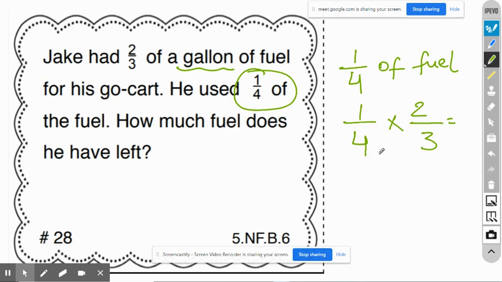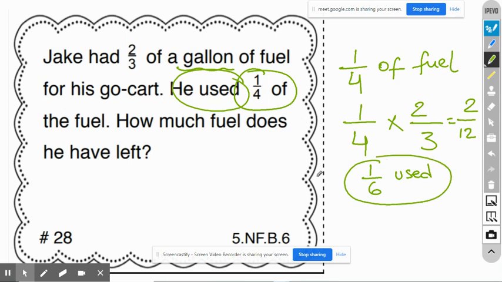Okay, so once you multiply, you're going to find out how much he used. 1 times 2 is 2, 4 times 3 is 12. I'm going to simplify this. It goes to 1/6. This is what he used. I don't think you're going to see anything this hard on the test, though. Okay? He used 1/6. Is that what they're asking me? No. So what would you have to do? You'd have to get the 2/3 that you had to begin with and subtract what he used to get the answer. This would be a 2-step problem.